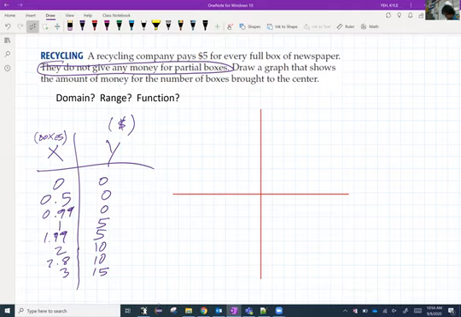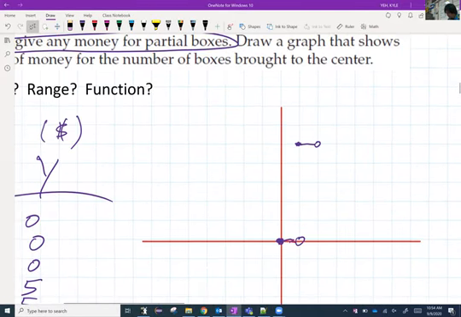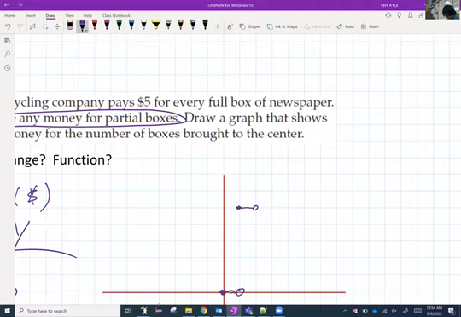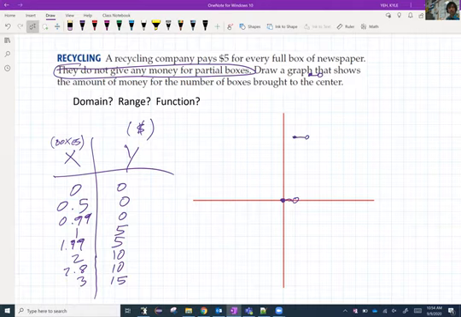So 0, 0, and it stayed 0 all the way until 1. Looks kind of familiar. But then once I hit 1 box, I need to jump up to $5. I'm making $5 for bringing in that full box of newspaper. I'm going to stay at $5 according to my table until I get to the 2 box mark. And it's jumping by 5 every time, which makes a lot of sense because that's the situation, right? I get $5 more every time I complete another box. So this is what the graph would look like.